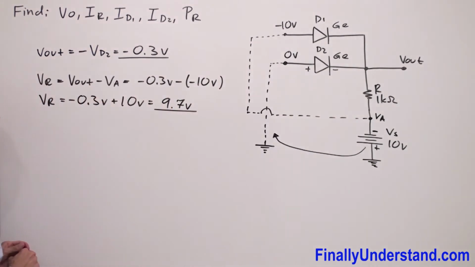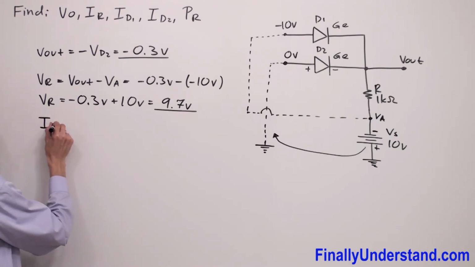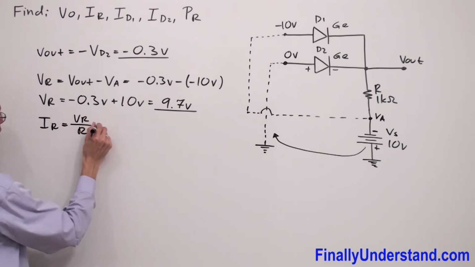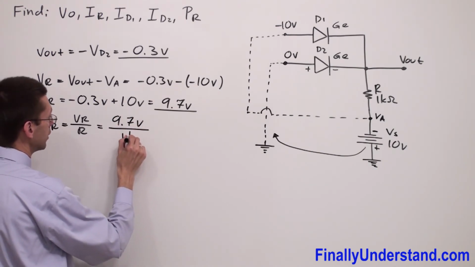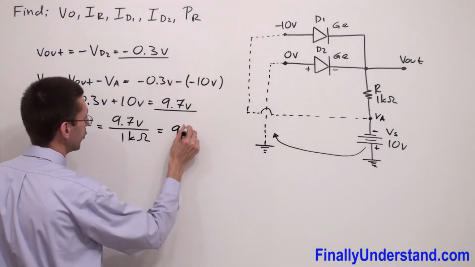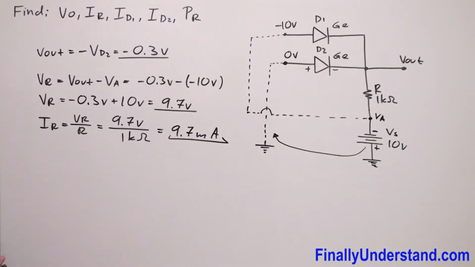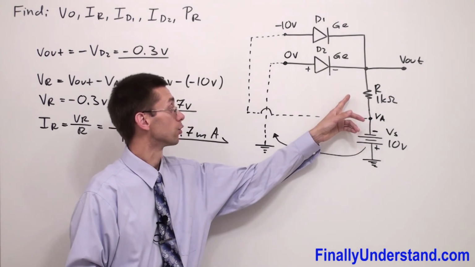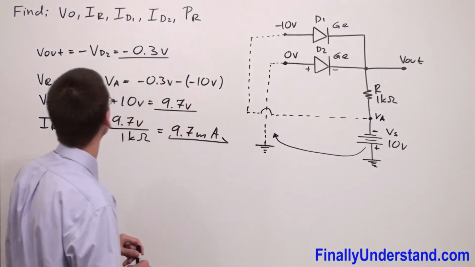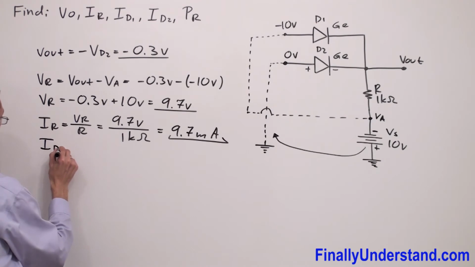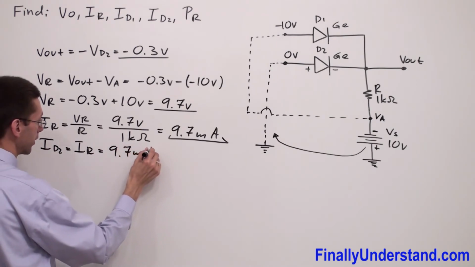Next, we're supposed to find the current which goes through the resistor. So IR is equal to VR over the resistance, where VR is equal to 9.7 volts over 1 kilo ohm. This is equal to 9.7 milliamps. So this is the current which goes through the resistor, and this is also the current which goes through the diode D2. So I can write that ID2 is equal to IR, which is equal to 9.7 milliamps.